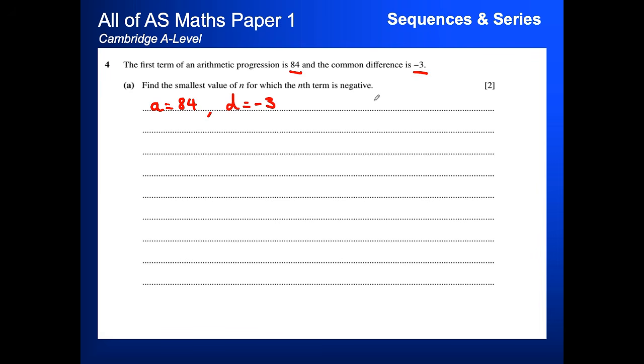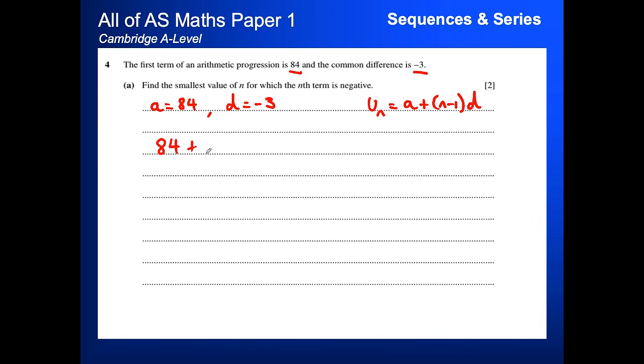I'm going to take a similar approach to how I did the previous question. So I'm going to use the nth term formula, so a plus n minus 1 d. And I'm going to set it equal to 0, and then I can adjust to see when it needs to be negative. You'll see this as we go through. So we'll take 84 as our first term.